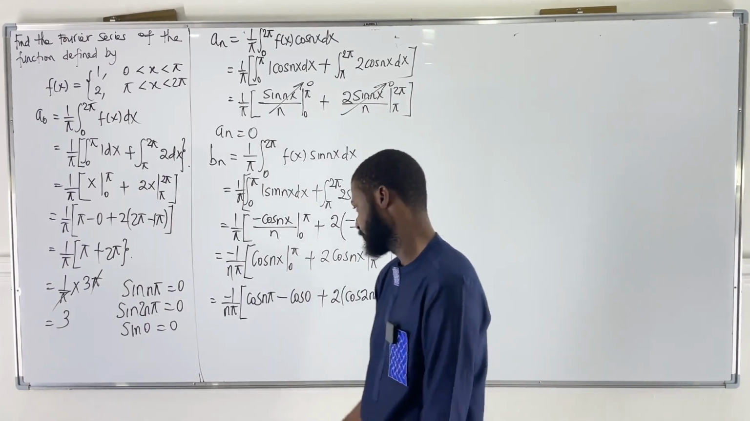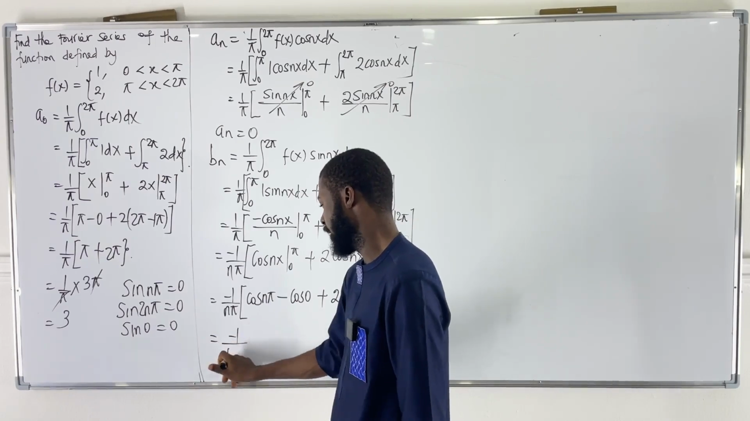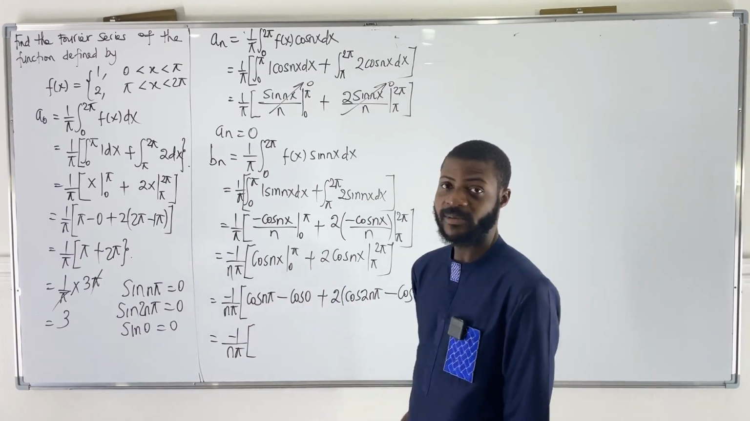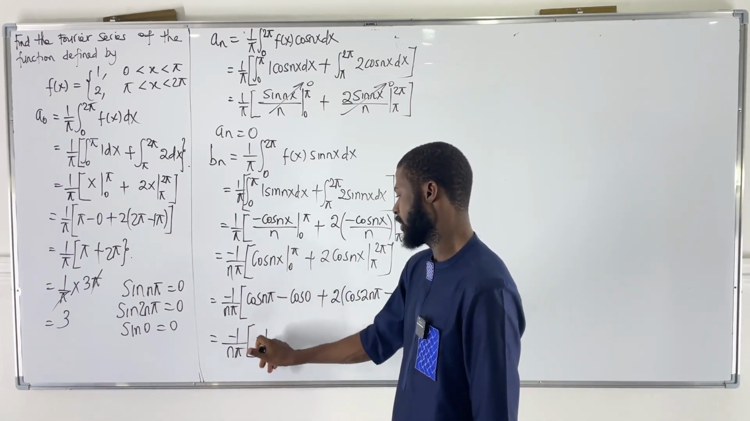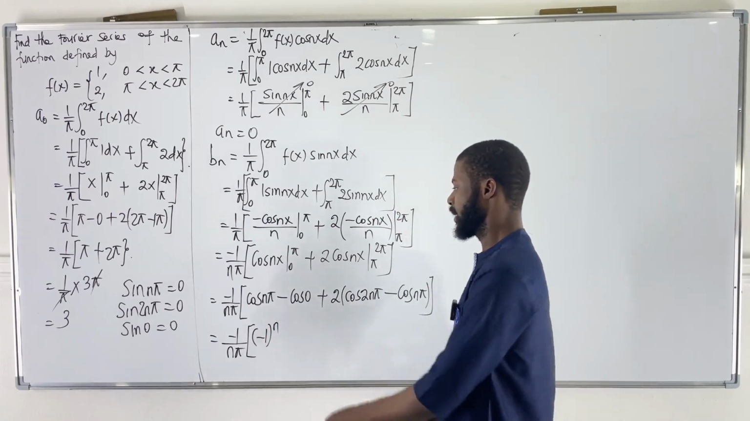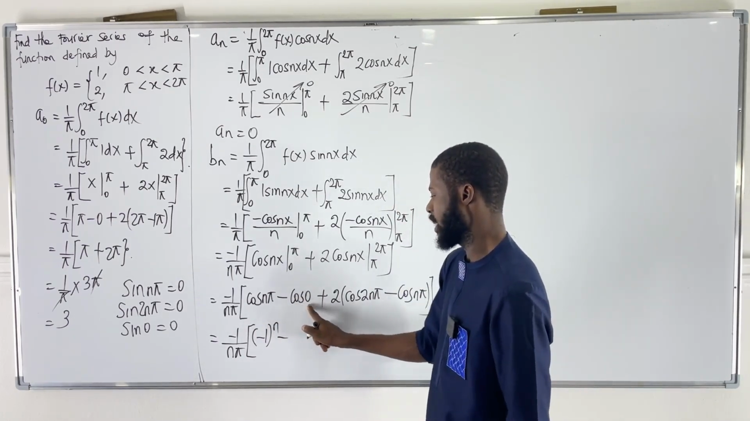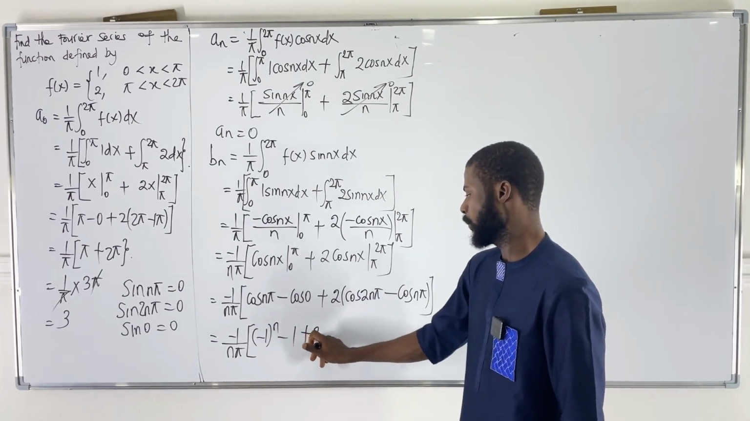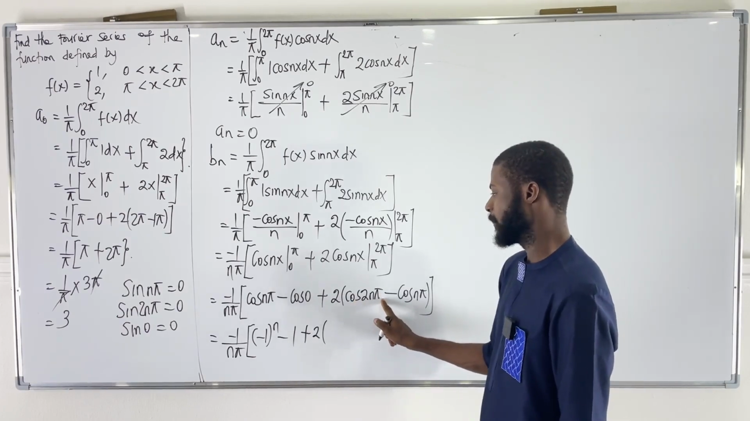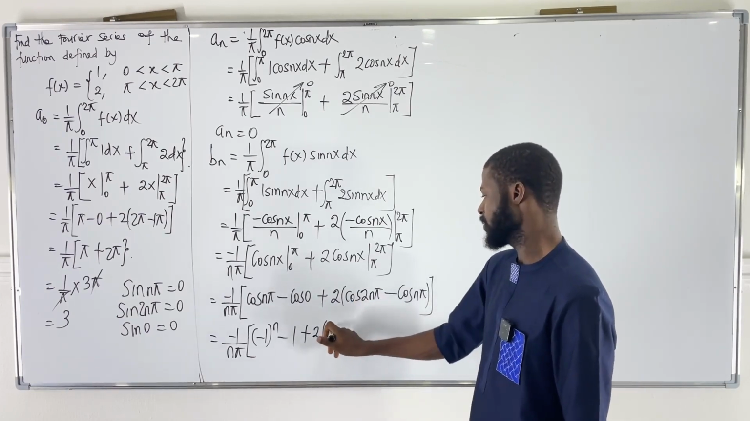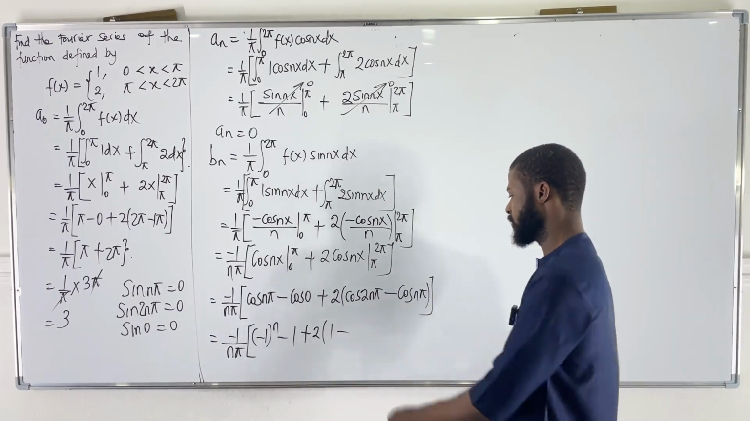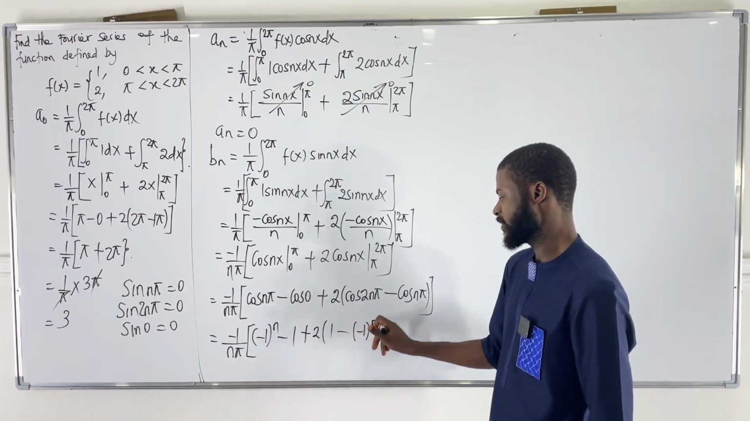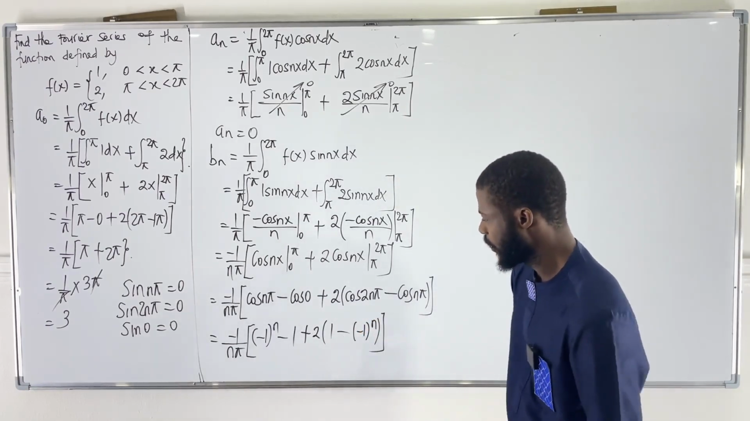All right. So this is minus 1 over n pi. So we're going to be having cosine of n pi has a special value, and that special value is minus 1 to the power of n. And then minus cos 0 has a special value, that special value is 1. Plus 2 into cosine of 2n pi has a special value, that special value is 1 also, minus cos of n pi is minus 1 to the power of n, special value. All right.